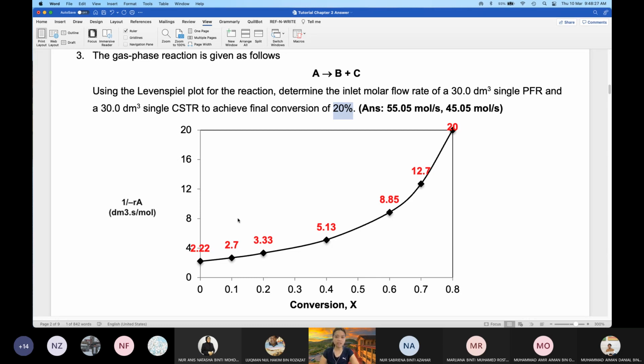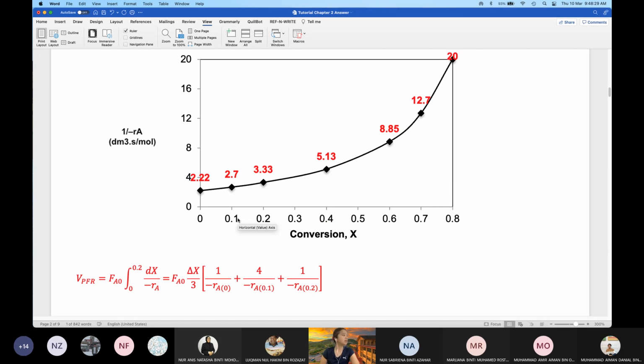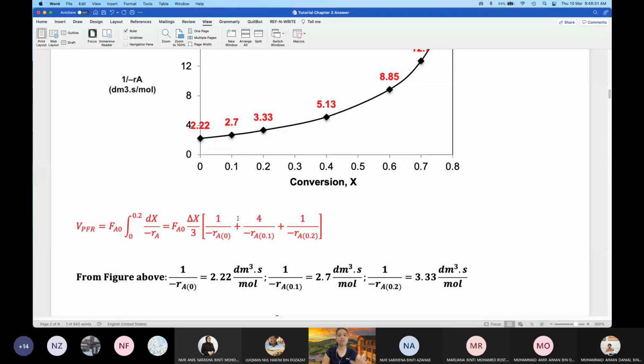So, how do we do this? If you remember, we find them one by one. We have to find FA0 for the PFR and FA0 for the CSTR. You have to remember, different reactors have different design equations, so FA0 will definitely be different. We start first with the PFR to find FA0.